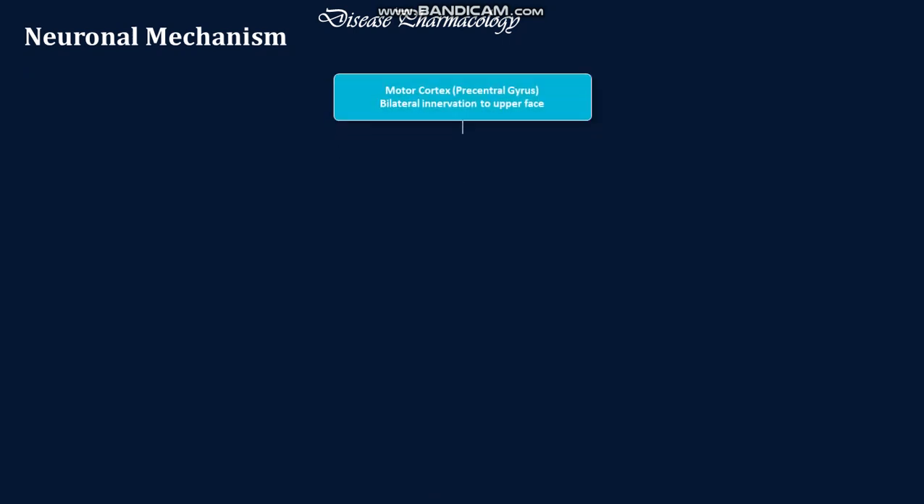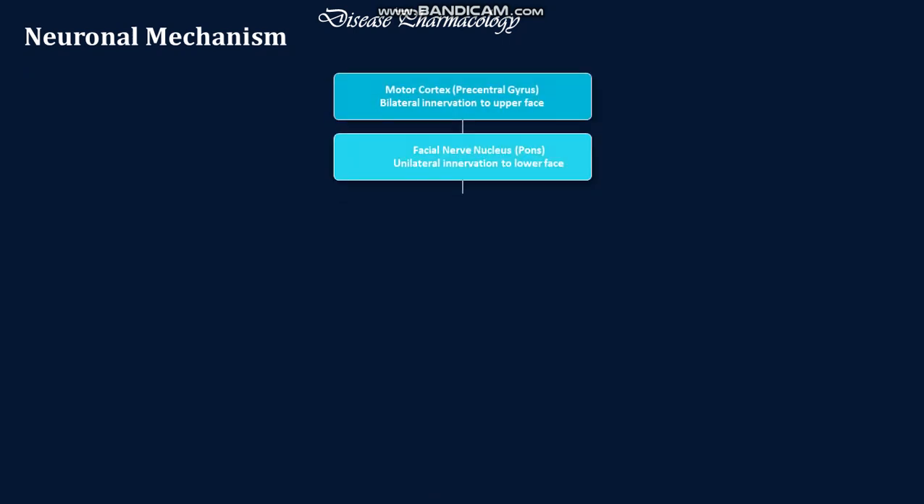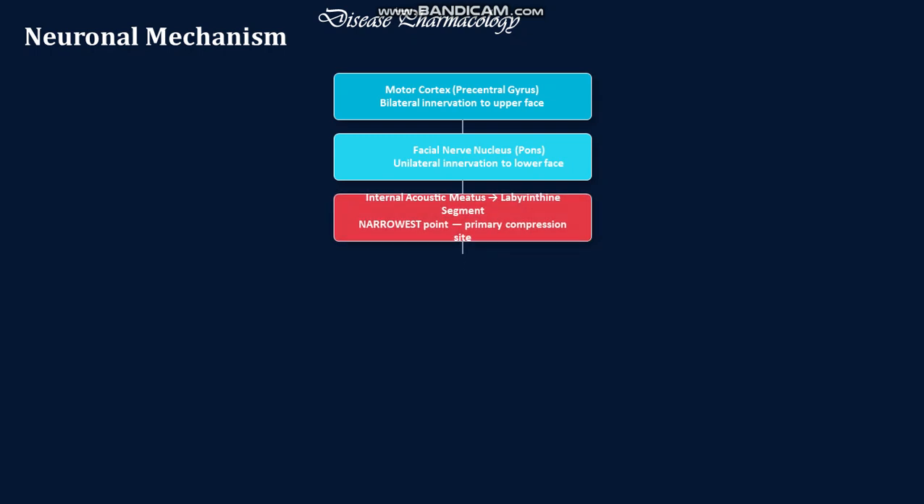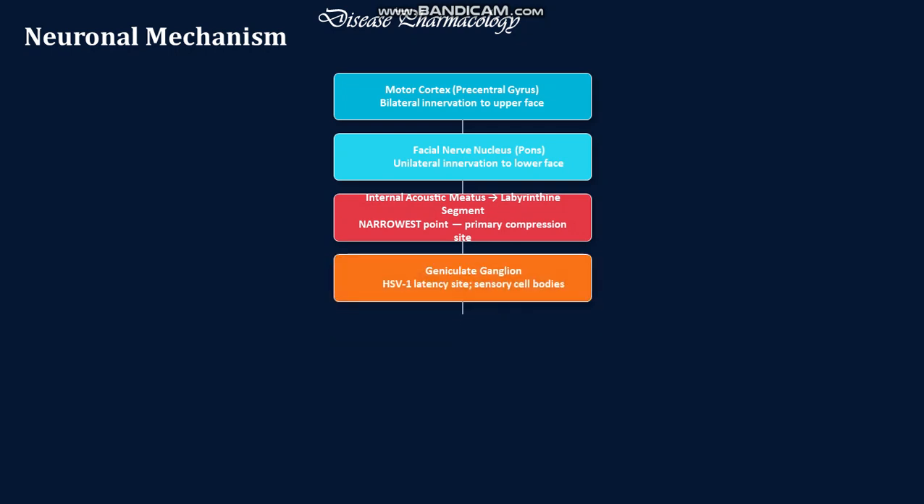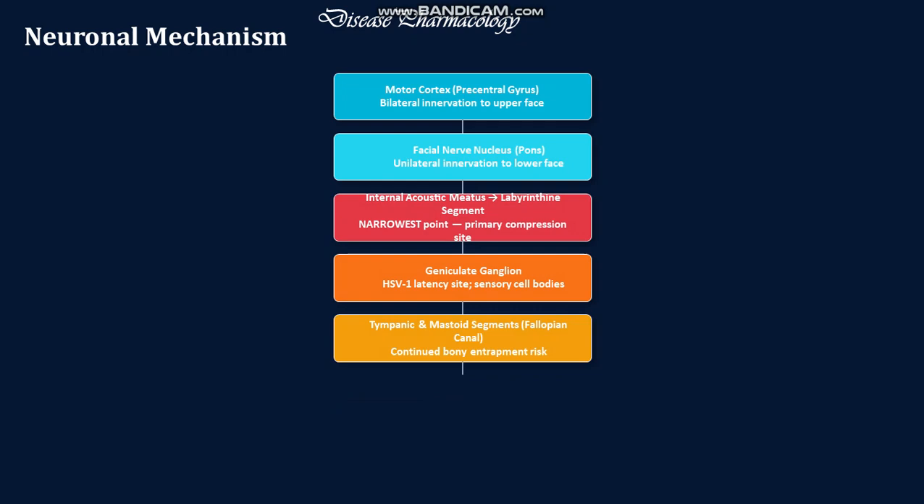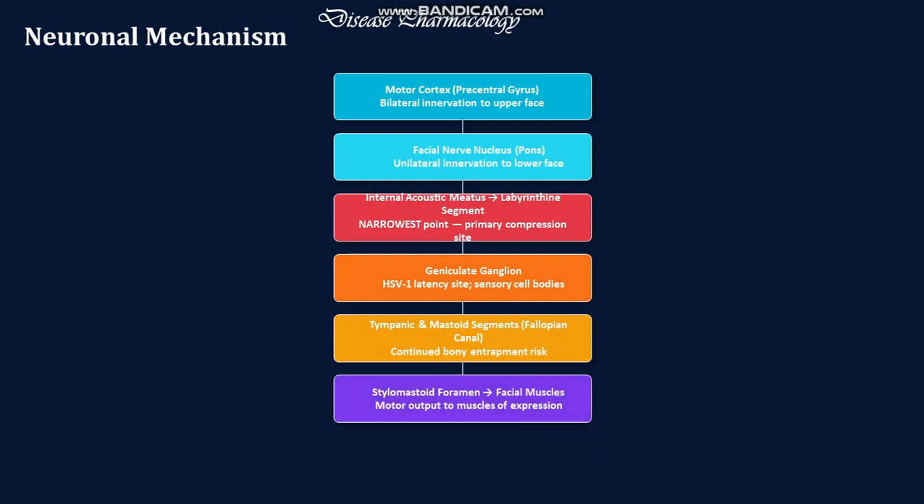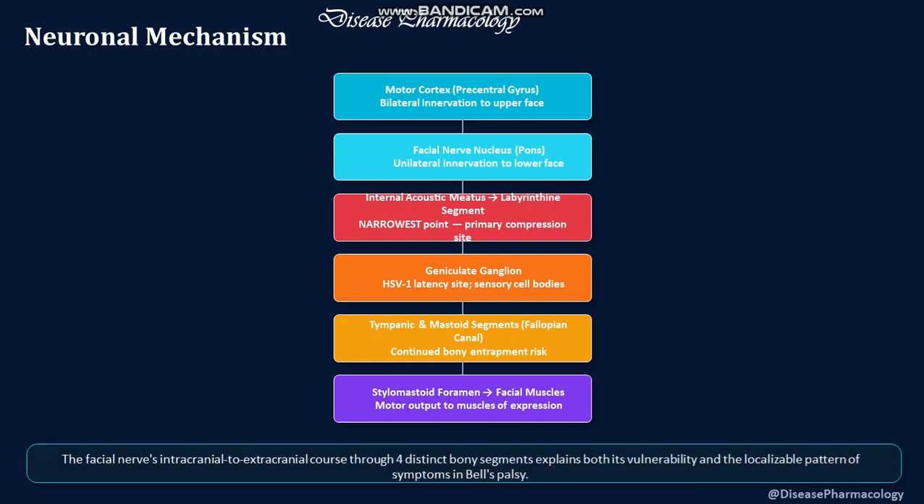The normal pathway: motor cortex, facial nerve nucleus in the pons, internal acoustic meatus, geniculate ganglia, which is the site where HSV1 virus grows, tympanic and mastoid segments, stylomastoid foramen, and facial muscle motor output to the muscles of expression.